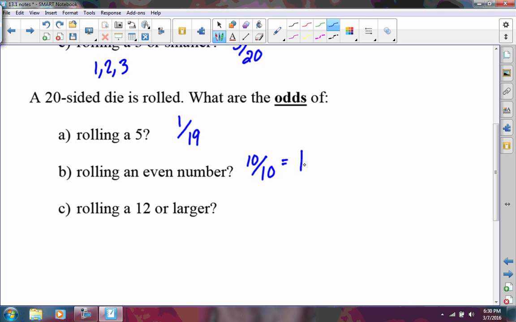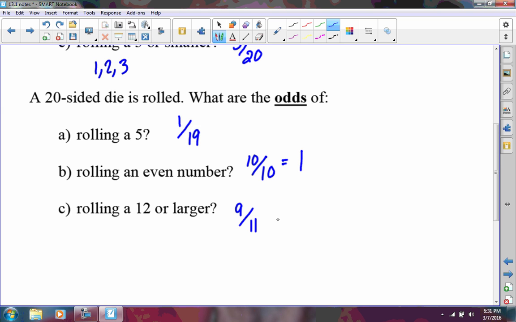And then for part C here, we want to roll a 12 or larger. So you could write it out 12, 13, 14, 15, 16, 17, 18, 19, 20, and count them all up. And there's 9 numbers that are 12 or larger. And that means that 9 taken away from 20 would be 11 left over that are not larger than 12 or equal to 12.